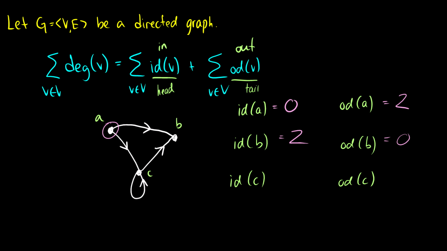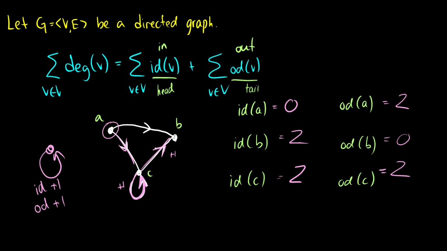Okay, what about C? The in degree has 1 coming from A, but it also has 1 coming from itself. So that's 2, because 1 comes from A and 1 comes from itself. Now the out degree has 1 going to B, but it also has 1 going from itself to itself. So that's plus 1 going to B and plus 1 going to itself. So that's 2.